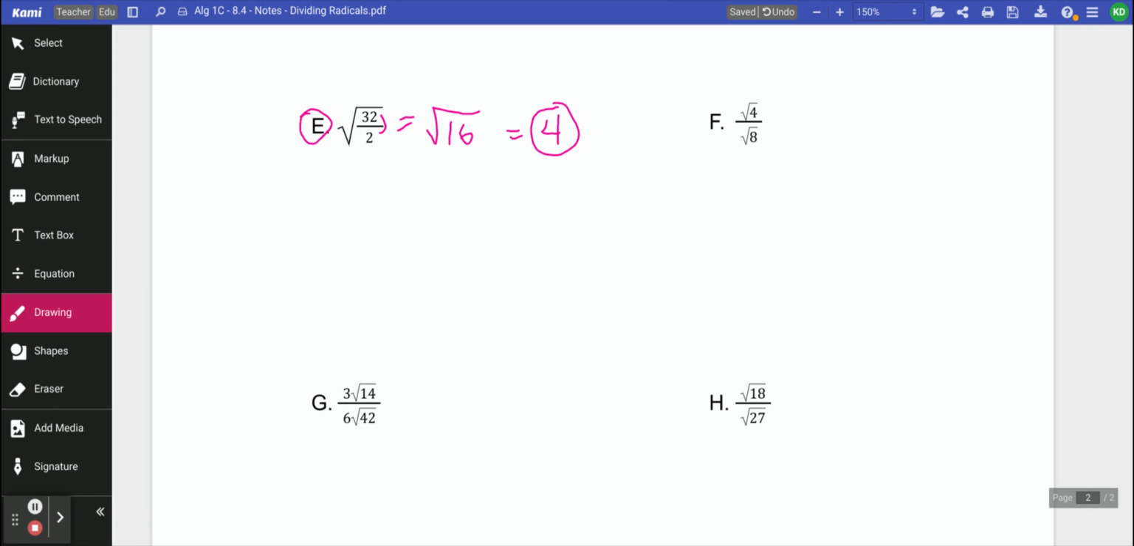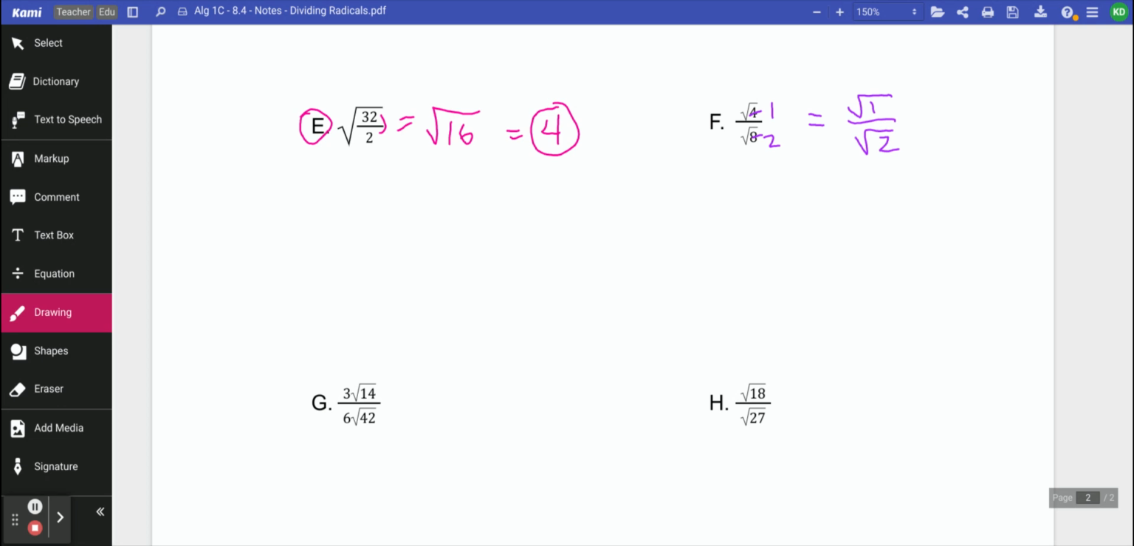In our next one, we have a couple of options here. I could simplify radical 4. I could also simplify the radical 4 over radical 8. I think I'm going to do that. I'm going to simplify 4 over 8, right? So 4 over 8 is really 1 over 2. So if I rewrite this, it's really radical 1 over radical 2.